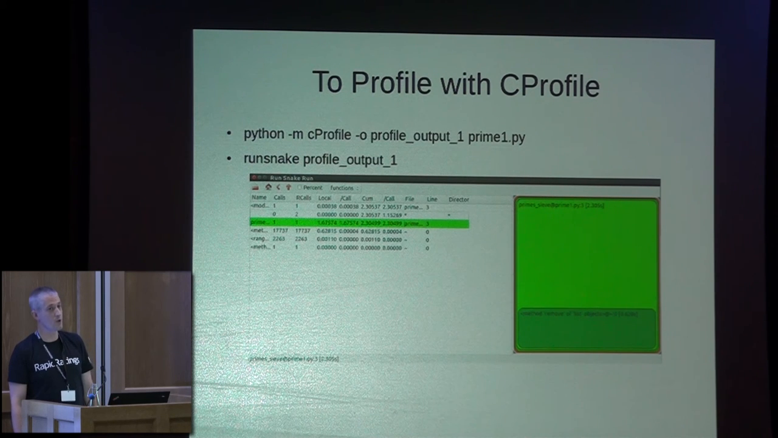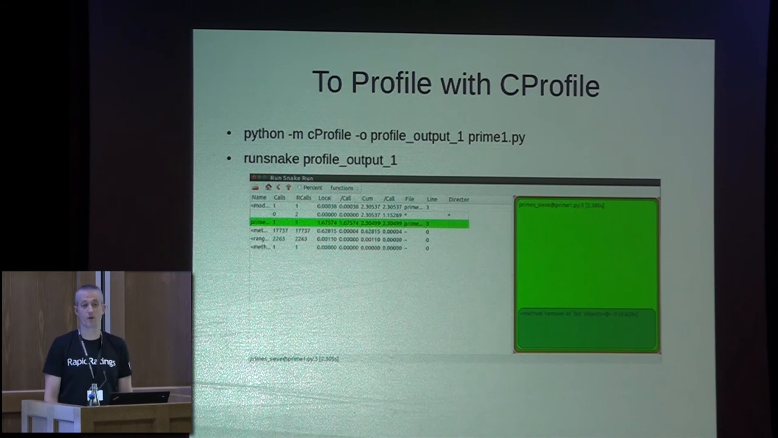There's a bunch of tools for analyzing the output of these things. RunSnake I like because it's simple and it's easy and you can just pip install it. KCachegrind is available in KDE and is an absolute monster of a tool with many, many, many more options. I personally have never actually felt the need to get good with it, but if this is something you're going to invest a lot of time on, I'd recommend taking a look at it.